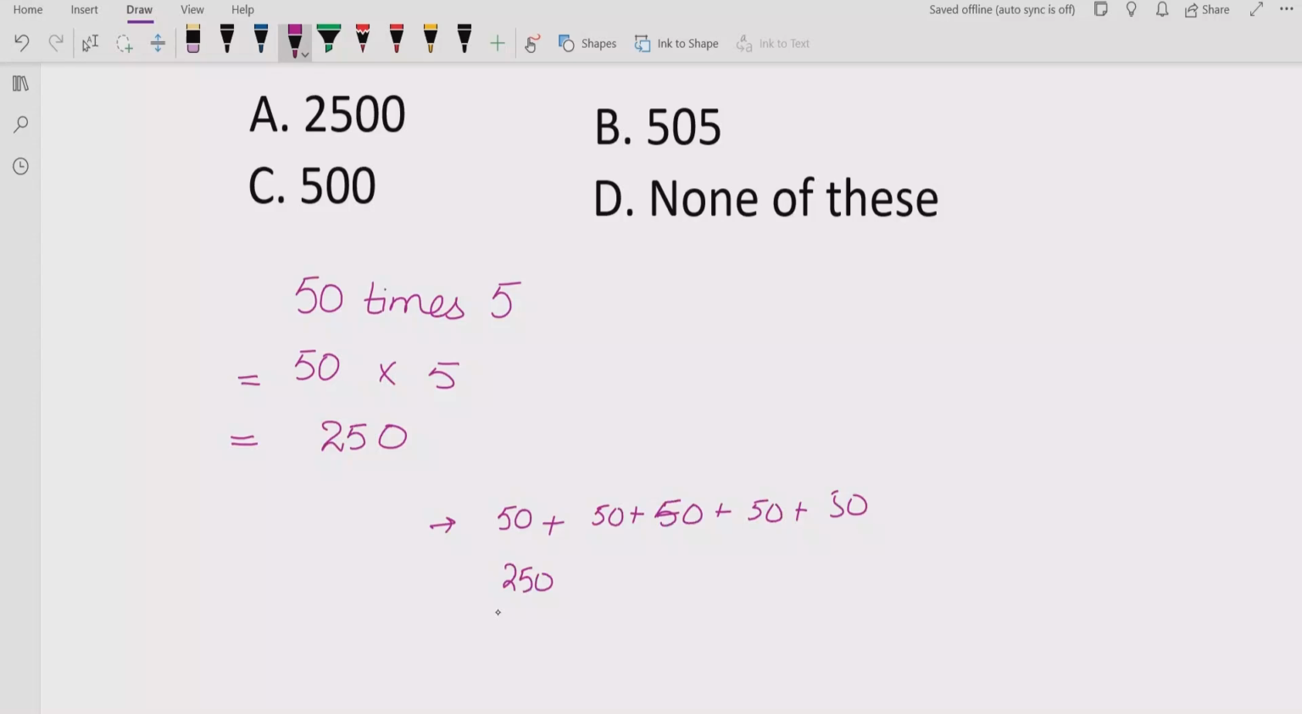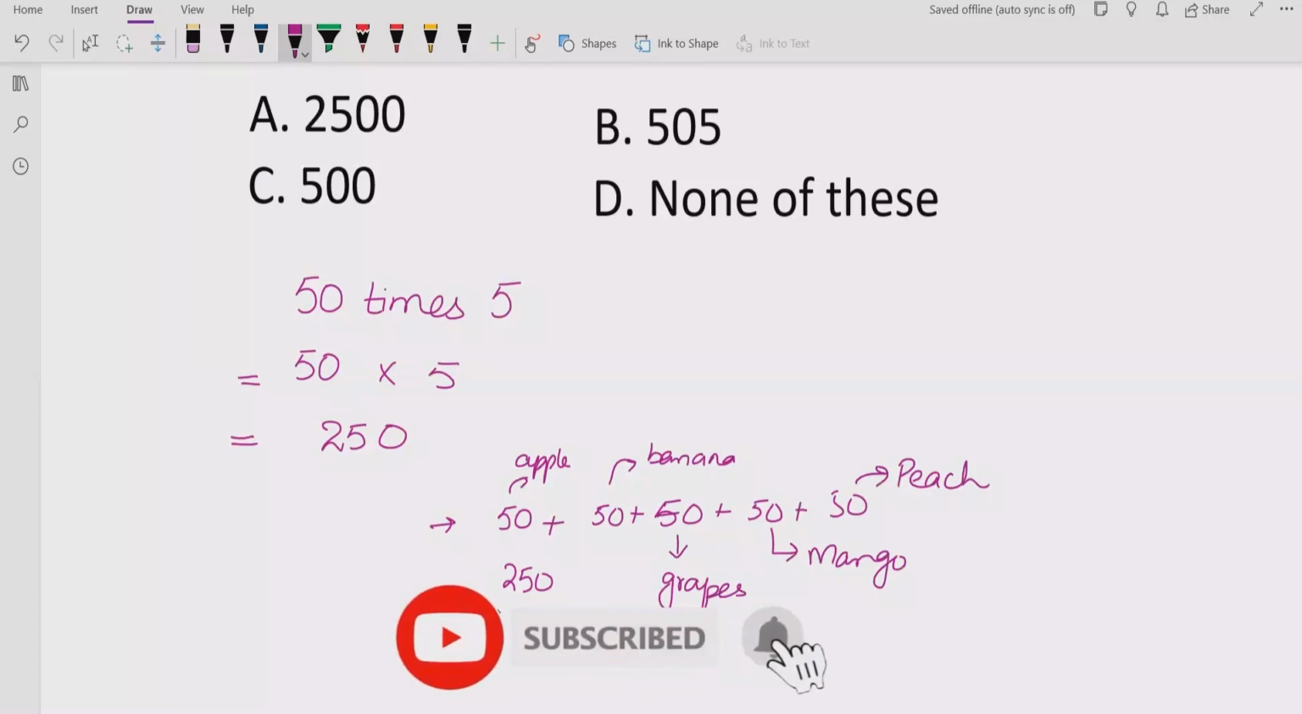We will see this example through a real world example. Here we have 50 apples, 50 bananas, 50 grapes, 50 mangoes, and 50 peaches. If you have 50 items in each set, then we have 5 sets: 50 for apple, 50 for banana, 50 for grape, 50 for mango, and 50 for peach. When we add all of them, we get the answer 250. So here the answer is 250.